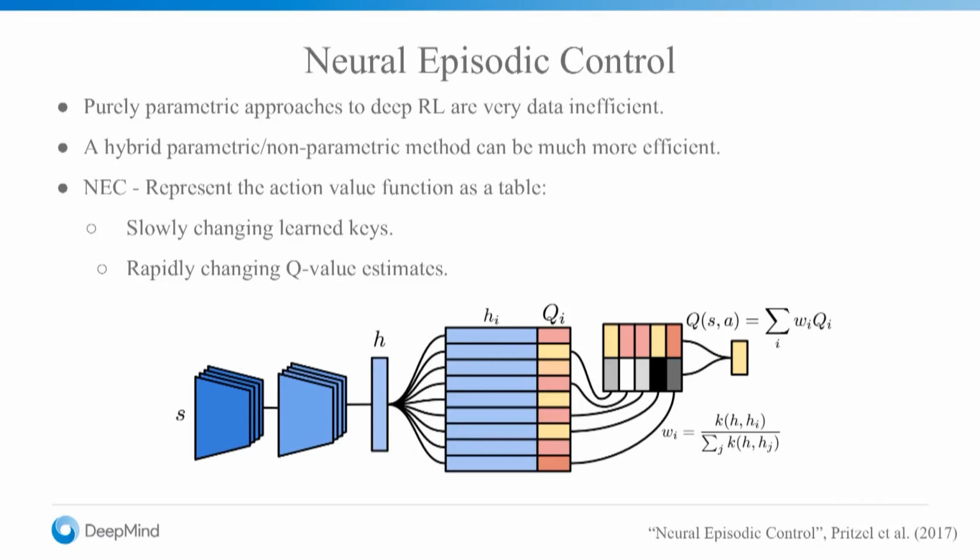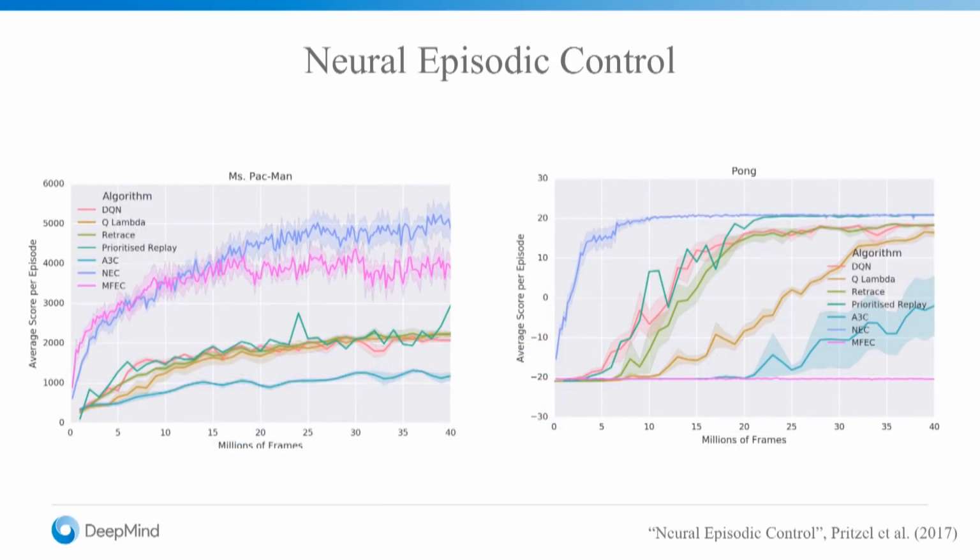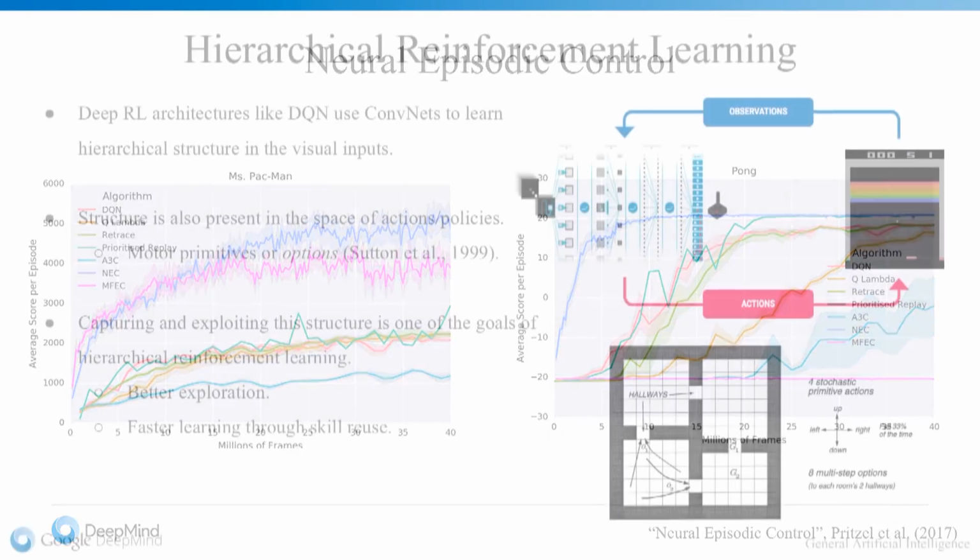So now you have this slowly changing representation that you're learning for the keys, but you have these rapidly changing estimates for the Q values. And in practice, this can be much faster than purely parametric approaches. These are learning curves on a couple of games, Miss Pac-Man and Pong, with purely parametric approaches at the bottom, and neural episodic control at the top. Again, I think this is a really exciting direction, but there's still a lot of work to be done here. We don't know how to do these things very well yet.